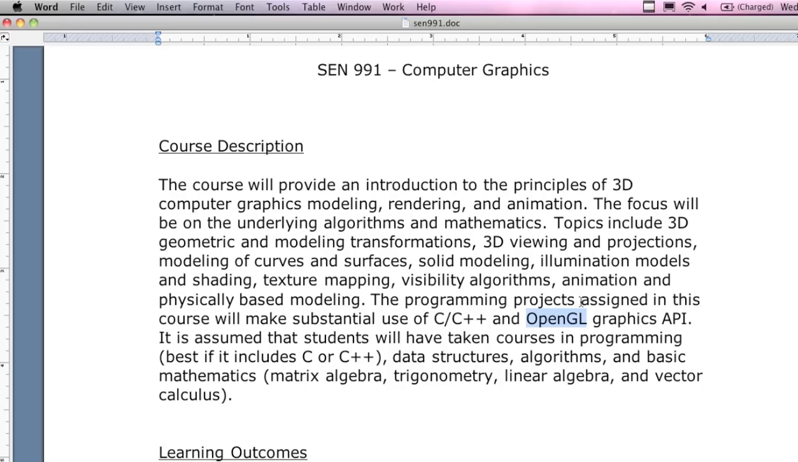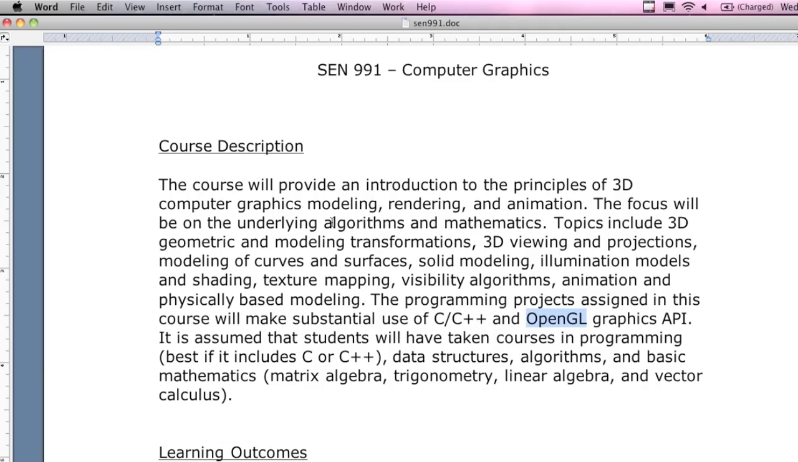Okay, yes? Oh. So computer graphics. What are you taking this course here? You're going to look at an introduction of the principles of 3D computer graphic modeling. I'll look at the 2D and the 3D graphic models to explain what that is. Also looking at the concept of rendering and animation as it applies towards computer graphics.